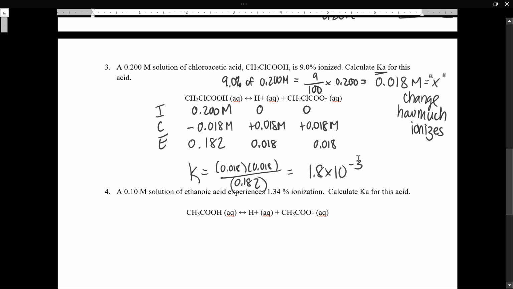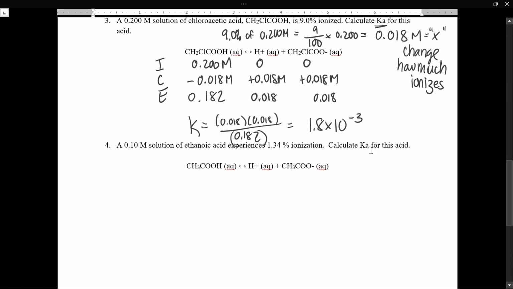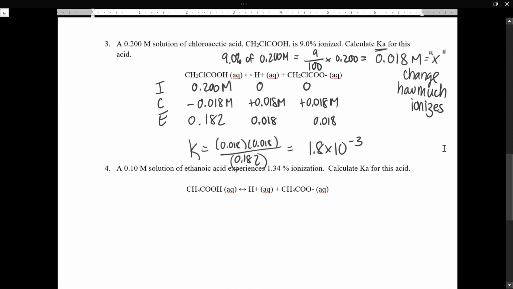So that is another way in which you could use percent ionization, to find the value of Ka or Kb. On this page, these are all Ka examples, but you could do something very similar with a base. You could talk about what percentage of the base ionizes. I feel like we normally see this in terms of acids, though. So you probably won't see a base example.